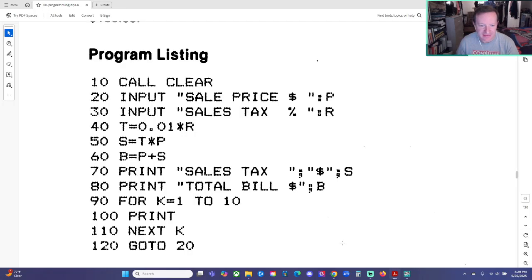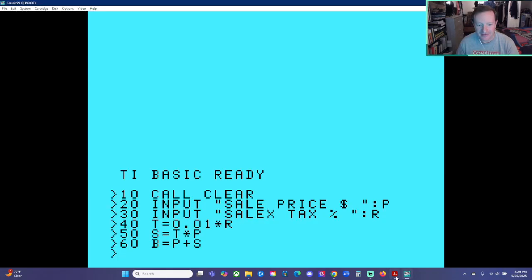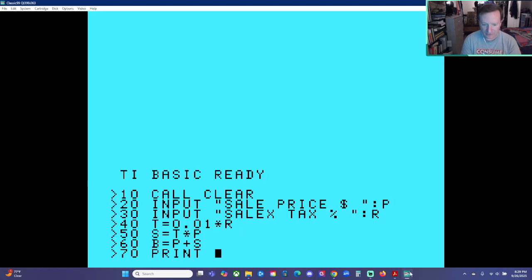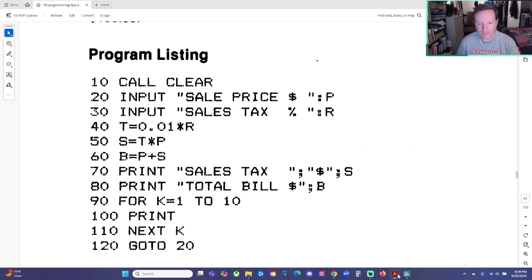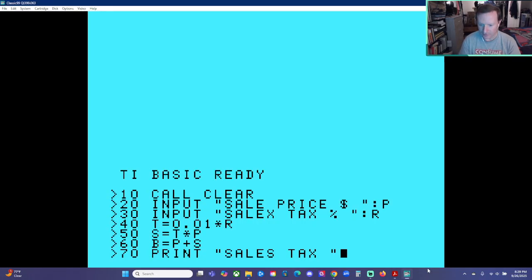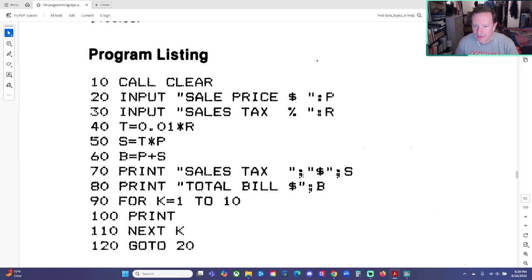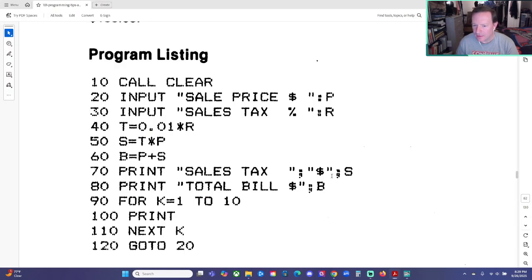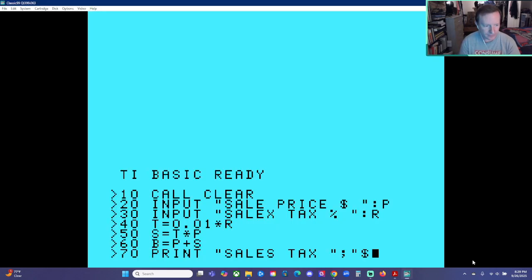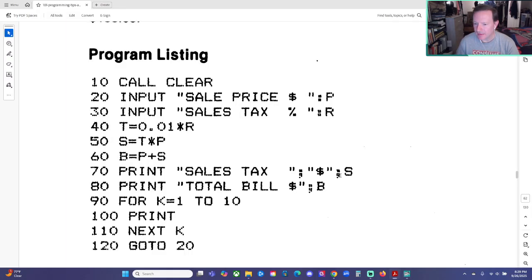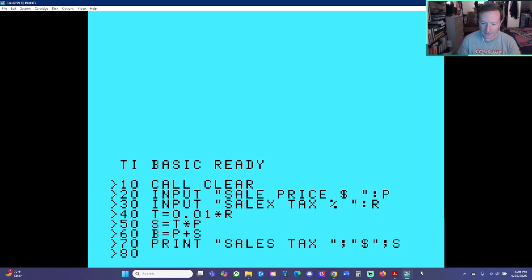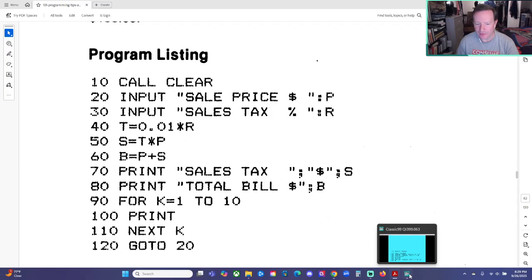I'm always double checking these because that's what you do when you're typing in a TI Basic program. Check very carefully so you don't have to retype things, even if it seems a little obvious. Okay, 70, print sales tax, space, quote, semicolon, quote, $, quote, and semicolon S. 80, print total bill.